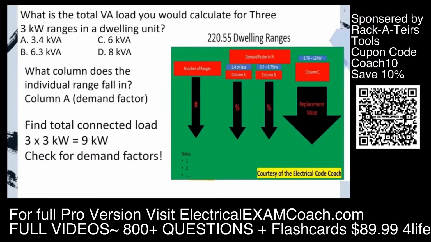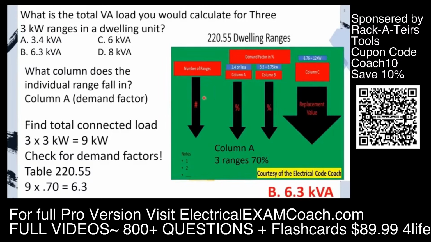We're going to start on our left-hand side of the table. We're going to find our number of ranges. Then we're going to come over and we're going to find our demand factor. And we find that the demand factor for 3 ranges in column A is 70%. Now, all we have to do is multiply. We take our 9 kW multiplied by our demand factor. That gives us our new reduced load, and we're going to select B.